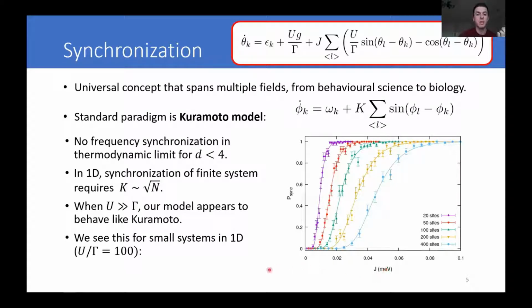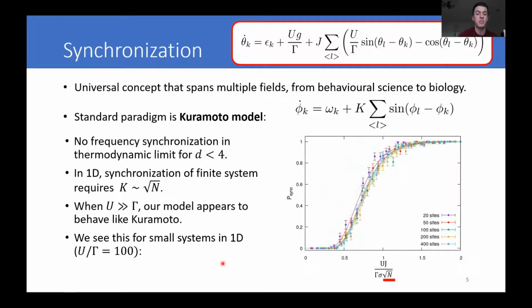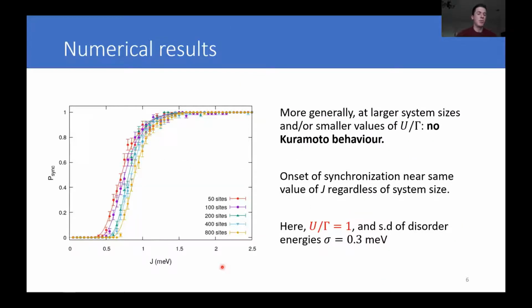So we can try to scale this, to see if the Kuramoto scaling is what we're seeing, and it's exactly that, because when we scale by root n, all of our probabilities fall on top of each other. So it looks a bit like the Kuramoto model, but of course, if that was the case, then I wouldn't really be giving this whole talk here. So more generally, that's not the case.